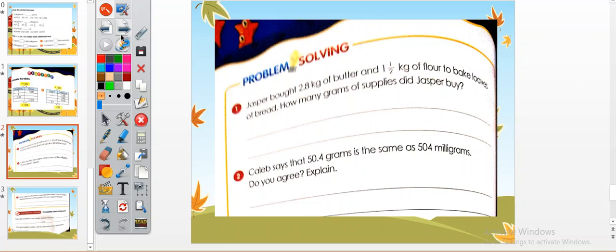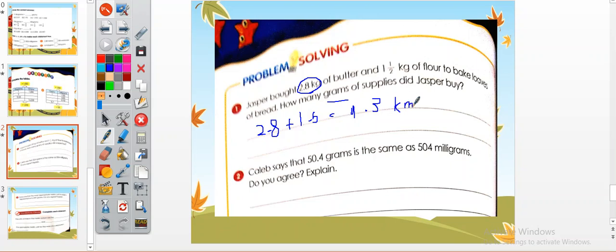Jasper bought 2.8 kilograms of butter and 1.5 kilograms of flour to bake loaves of bread. How many grams of supplies did Jasper buy? He's asking how many grams, although he told me that he bought with kilograms. So it's just about adding 2.8 to 1.5 kilograms, that's just about adding decimals. You will get 4.3 kilograms.